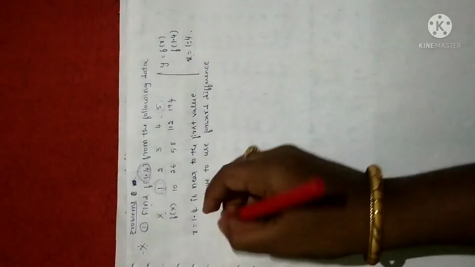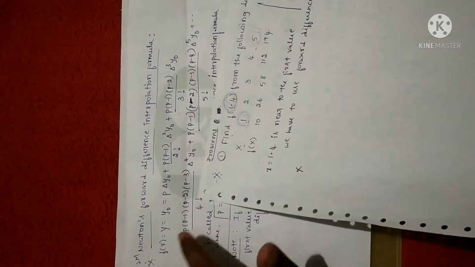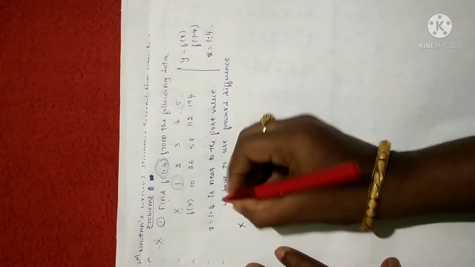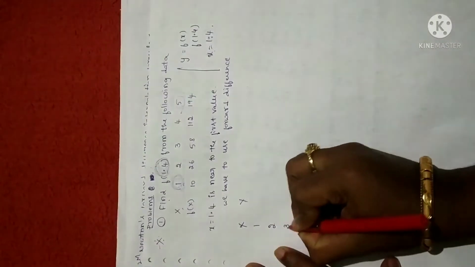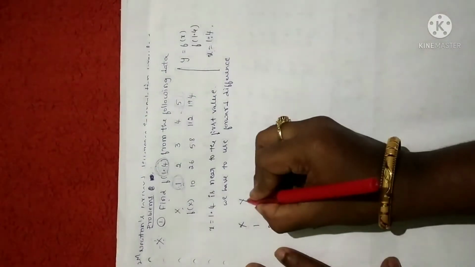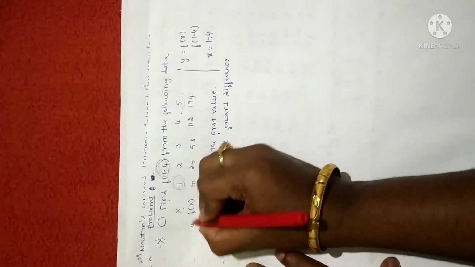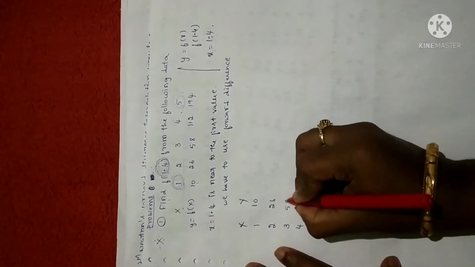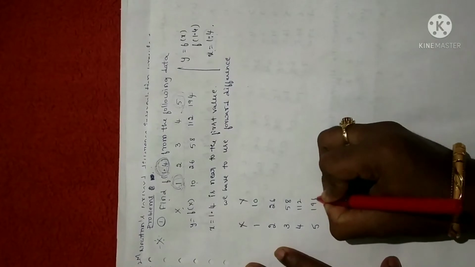Now let me construct the forward difference table. In order to use this formula, you need to use forward difference. First, I'm going to represent the table. The x values are 1, 2, 3, 4, 5. The corresponding y values, where y is none other than f of x, are 10, 26, 58, 112, 194.